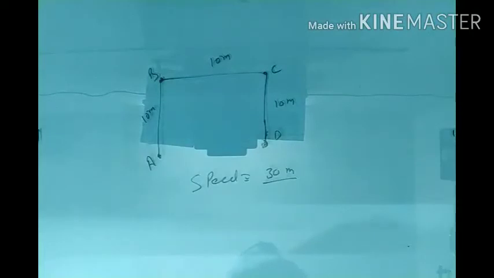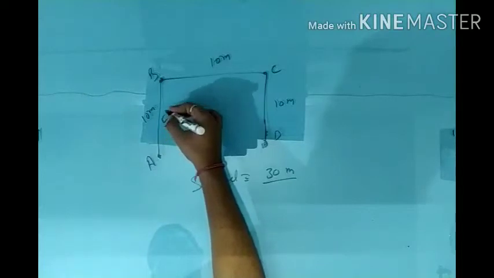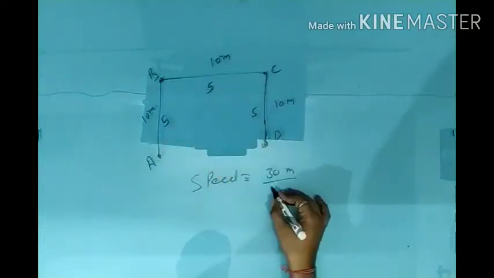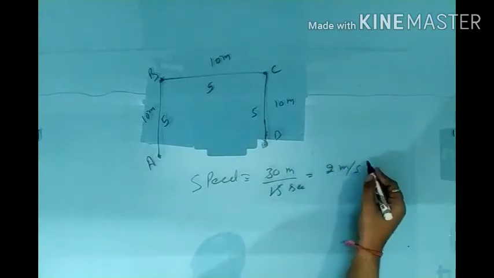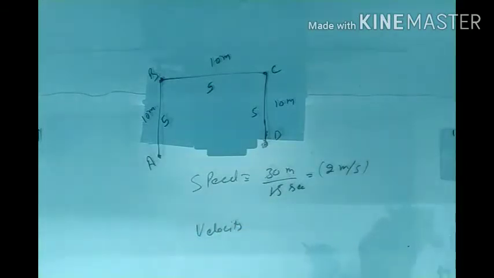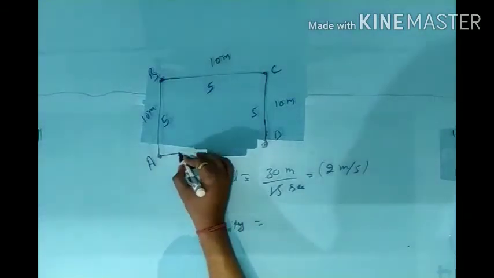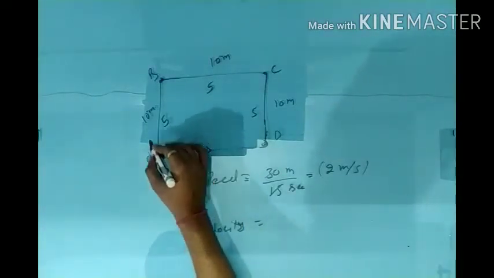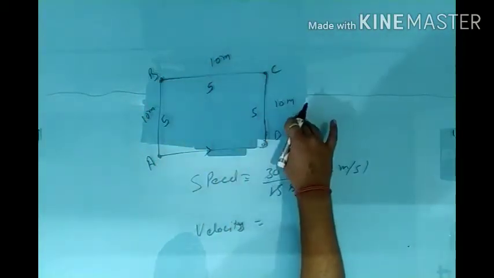Okay, we have to take time also. So it is 10 seconds, or we can say that it is 5 seconds, 5 seconds and 5 seconds. So total time is 15 seconds. It means its speed is 2 meter per second. Now what will be the velocity? Now in case of velocity, it is from point A to D. As we know, the actual distance from A to D that the person covered is 10 plus 10 plus 10. It means 30 meter.